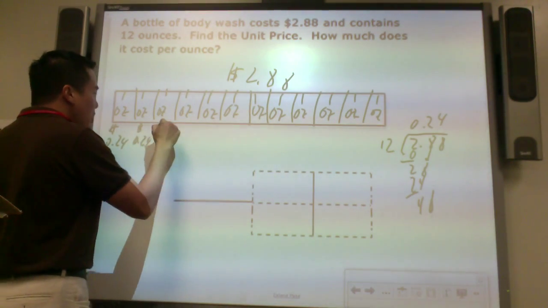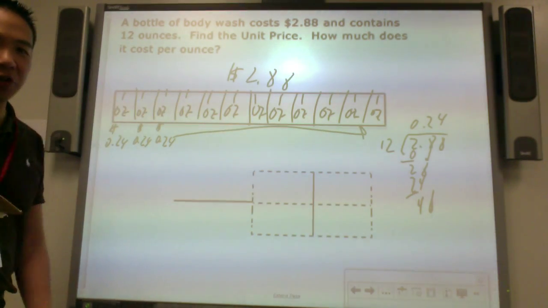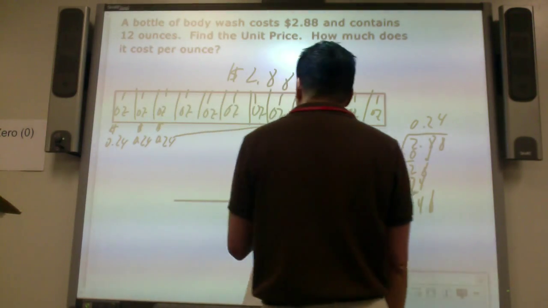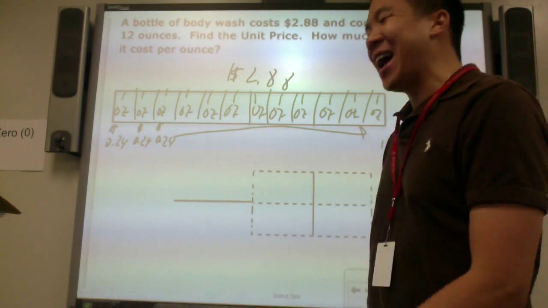Another 24 cents for another ounce. I am not going to copy that over and over again. So each ounce costs 24 cents. So it's 24 cents per ounce, or 24 cents for every 1 ounce.